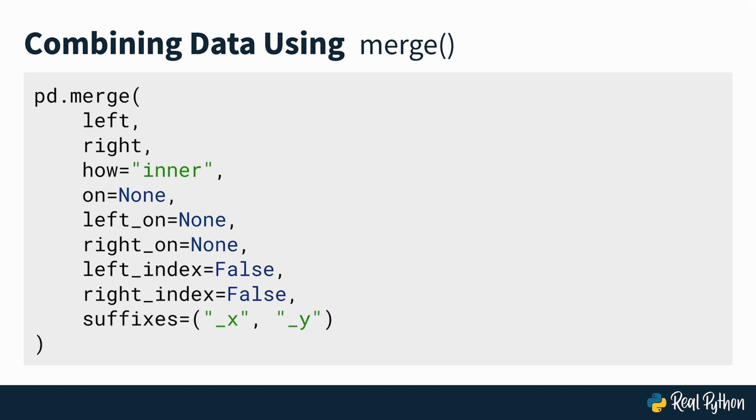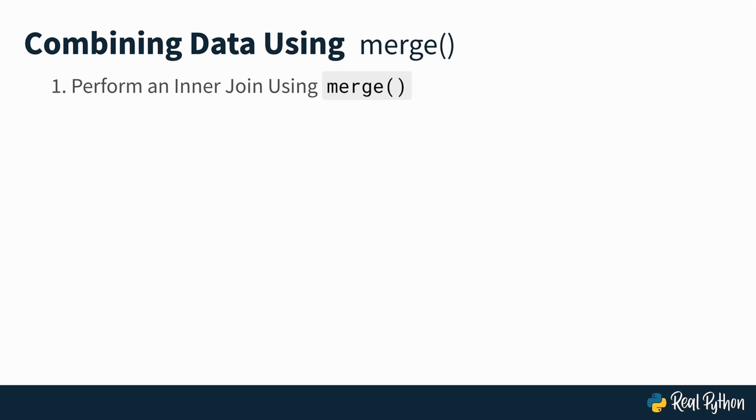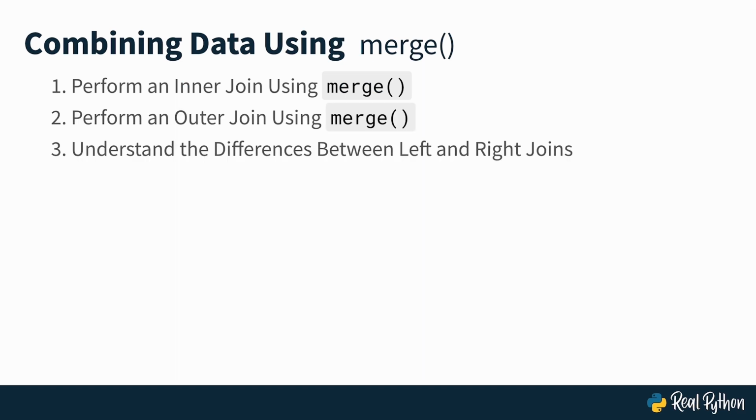Next, you will get to know the merge function in pandas. Again, you can see that there's a lot of keyword arguments that you will learn about throughout this course. You will start by performing an inner join, continue with an outer join, and then explore other joins that you can do, specifically left outer and right outer joins.